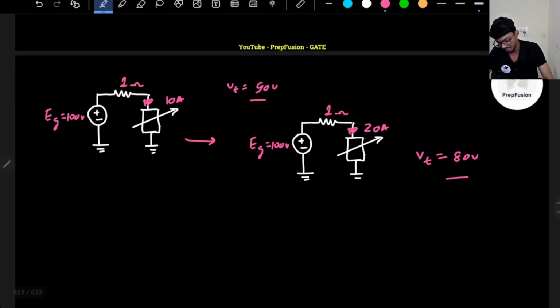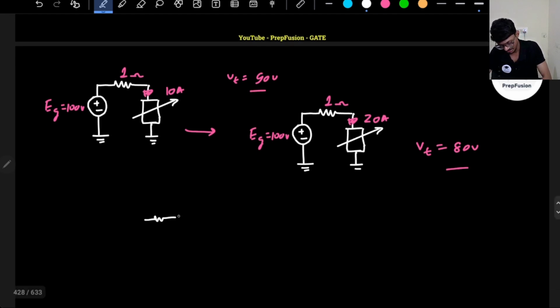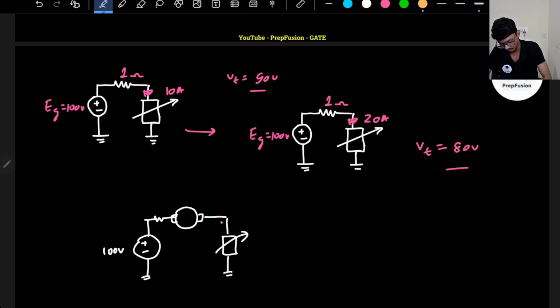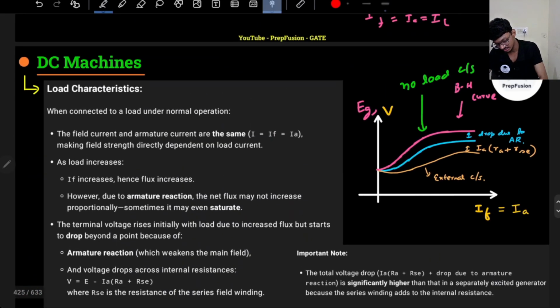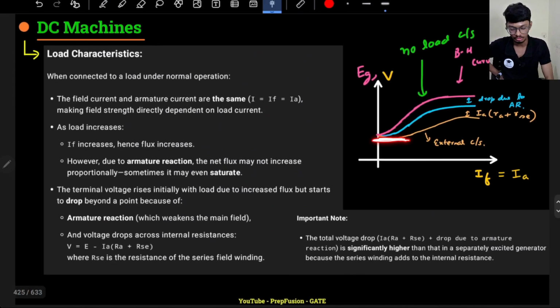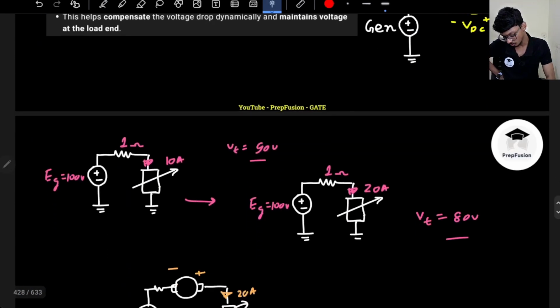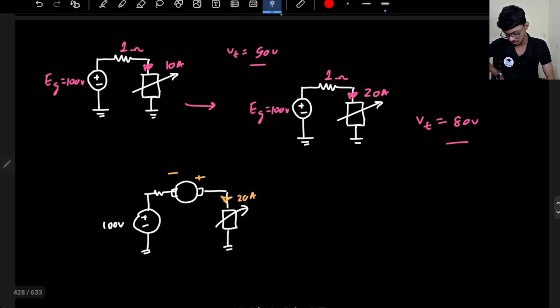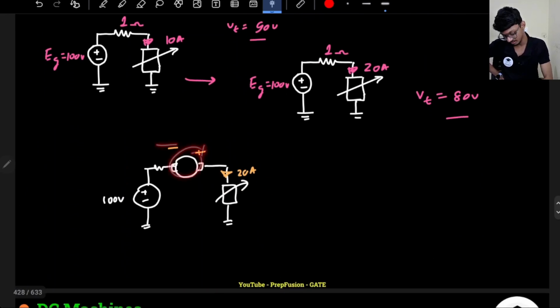So what we can do, we can connect a DC generator in series, a DC series generator. So if the load current increases to 20 amperes, what will happen? It will provide additional voltage. As the load current is increasing, it is providing extra voltage. If the load current is 0, it is not providing any voltage. So that's why at no load, this DC series generator will be of no use. But at full load, it will provide an additional voltage to nullify this voltage drop across the transmission line.